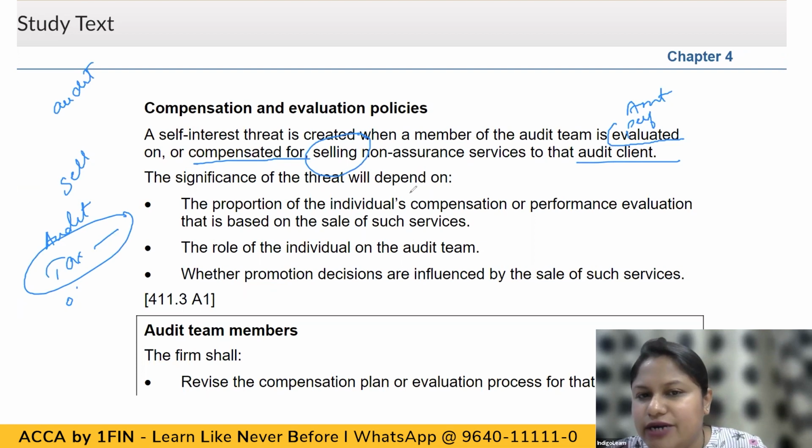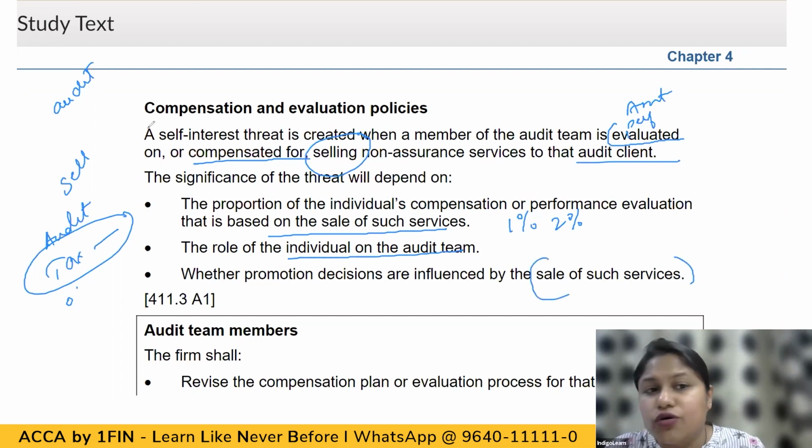Now, the significance of the threat will depend upon the proportion of the individual's compensation or performance evaluation that is based on the sale of service. If suppose it is a very small percentage, they give you only 1% or 2%, then fine, no problem, because it is immaterial. Also the role of the individual on the audit team, and whether promotion decisions are influenced by the sale of such service. Suppose I have told Mr. B, who is working in maybe an executive capacity in this firm, I will promote him to the next level only if he sells the service. Got it? So all of this will depend upon these factors.